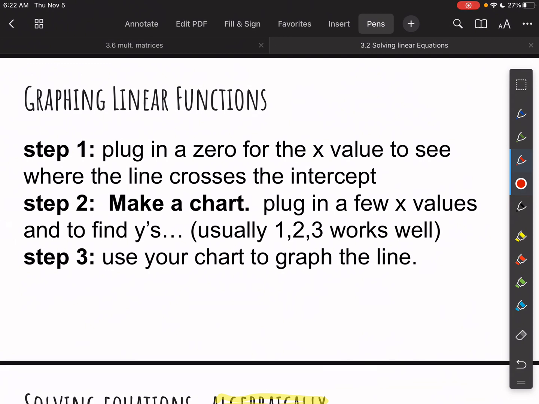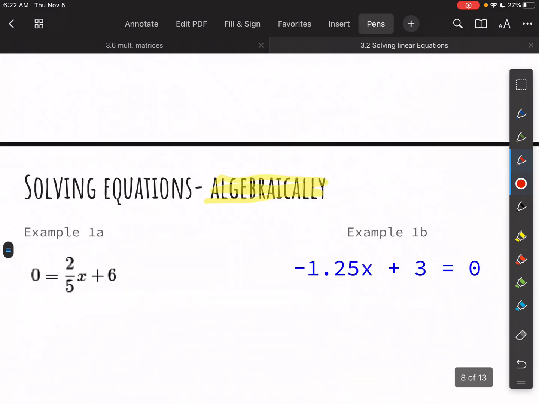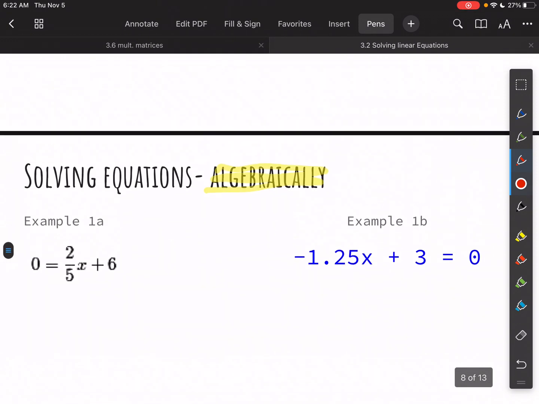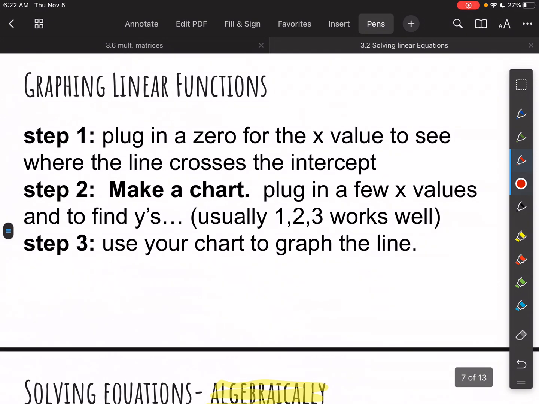So graphing linear functions. A couple of steps for graphing. It's kind of weird that I'm teaching you graphing here, that we're going to solve the next one algebraically, but we are going to get into graphing here in just a little bit, so we'll refer back to this. But essentially, we're going to just plug in a 0 for the x value to see where the graph crosses y, right? And then we can make a chart.